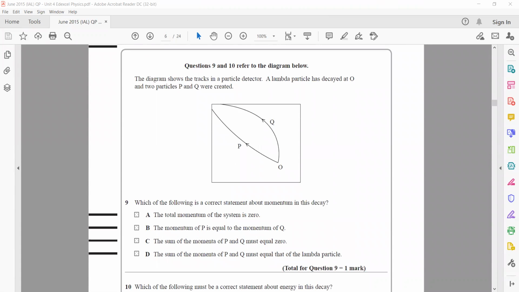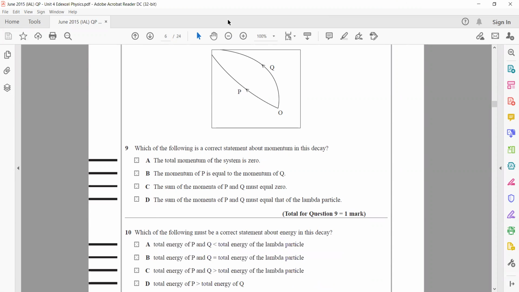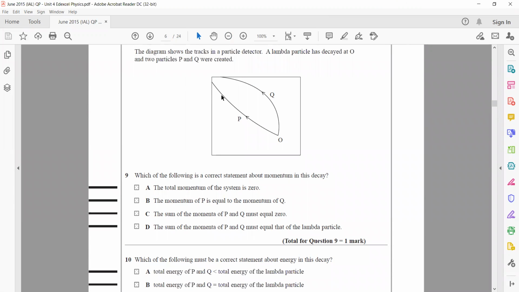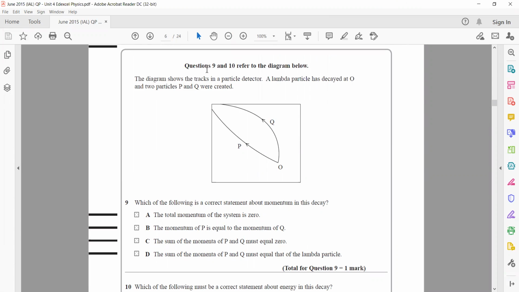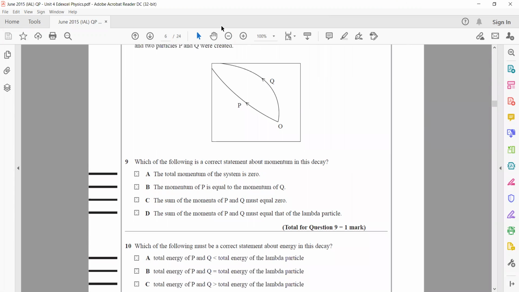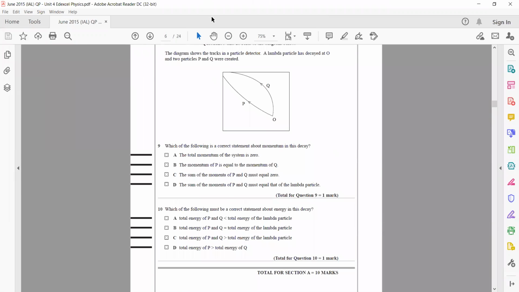For question 9, which of the following is the correct statement about the momentum in this decay? The diagram shows a track in the particle detector. The lambda particle has decayed at point O into two particles P and Q. Which of the following statements is correct? The total momentum of the system is zero. Total momentum is not zero, because if the two particles were moving in opposite directions and interact, then total momentum would be zero.